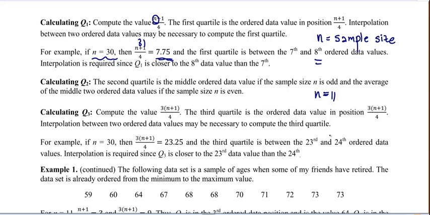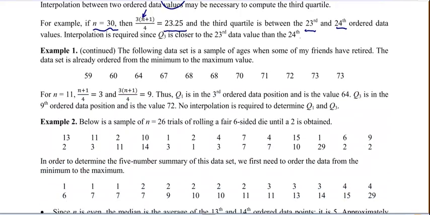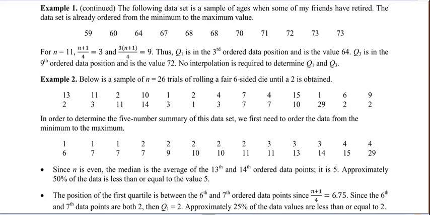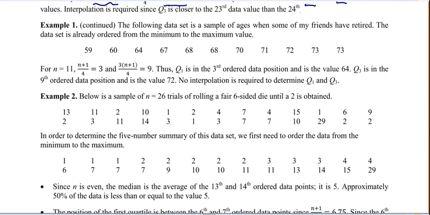The third quartile, we compute by putting a 3 in front of that n plus 1 over 4, and this is going to tell us the position of where that third quartile is. Again, using the example, if n is equal to 30, I put 30 in here for sample size. When you do the computation, we get 23.25, so the third quartile is going to be between the 23rd and 24th ordered data value, and because we only have 0.25, it's going to be closer to the 23rd than the 24th.